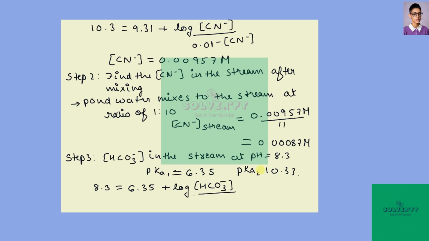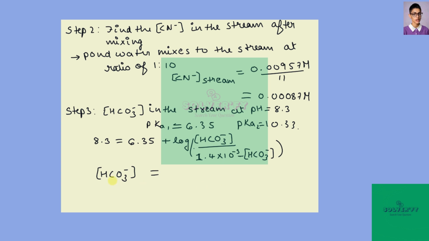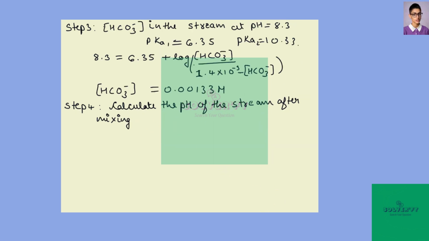by the 1.4 times 10 raised to the power minus 3 minus the HCO3 negative ions. So by calculating this, we'll get the concentration of the HCO3 negative ions. Solving for the HCO3 negative ions, the concentration is 0.00133 molar.